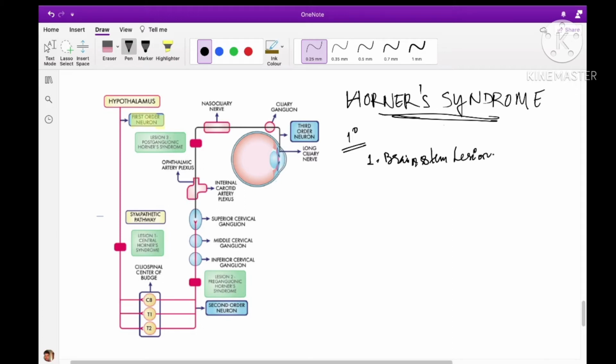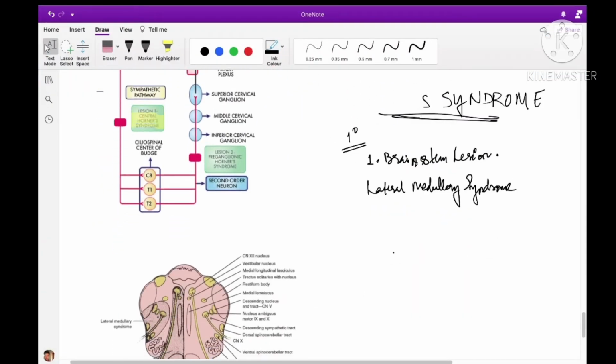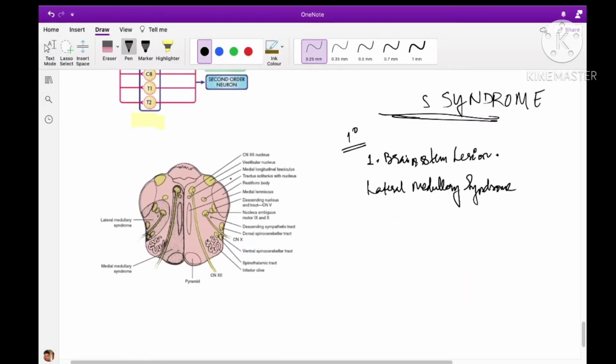It can be a brain stem lesion, or it can be any stroke syndrome, like lateral medullary syndrome or Wallenberg syndrome. So in case of lateral medullary syndrome, I'll just show. So you can see here.